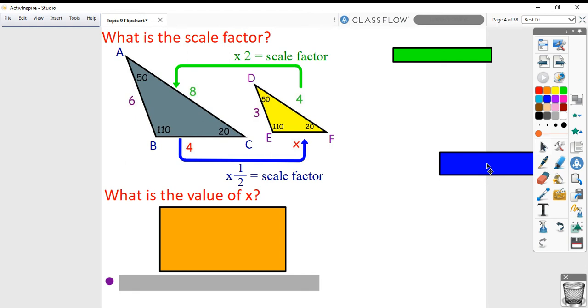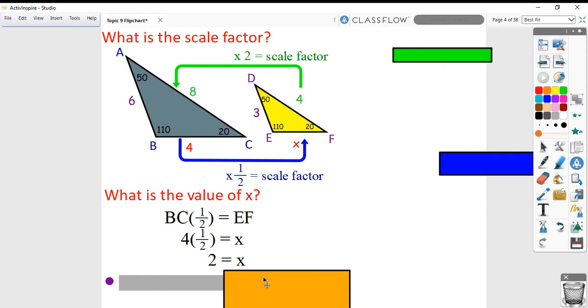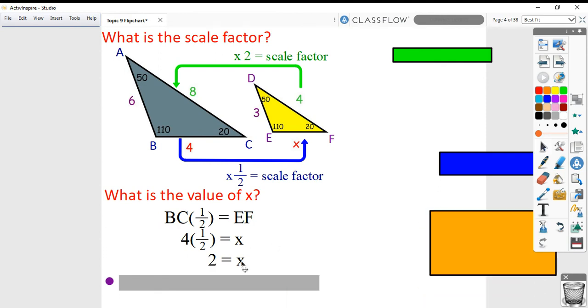So if we're trying to answer this question, what is the value of x, we need to see what happened to go from here to here. We were multiplying all of these sides. 8 times 1/2 gave us 4. 6 times 1/2 gave us 3. So if we're trying to find x, we would take that BC times 1/2, and it would give us this length EF. Well, that's 4 times 1/2, and that's just 2.